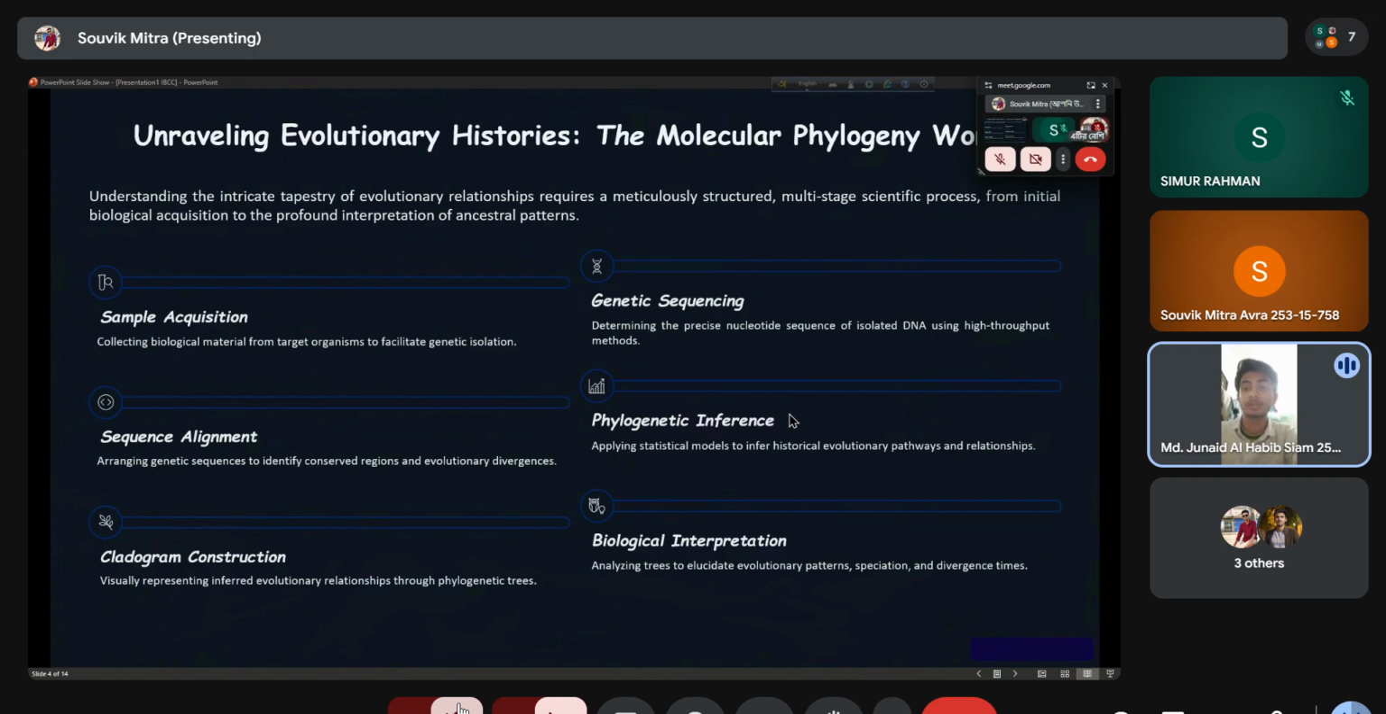Today I will discuss the workflow of molecular phylogeny. Understanding evolutionary relationships is not a guessing game. It follows a clear scientific purpose. This workflow has 6 main steps.